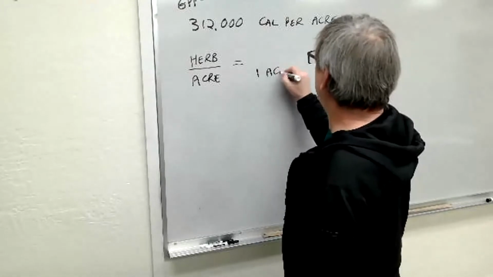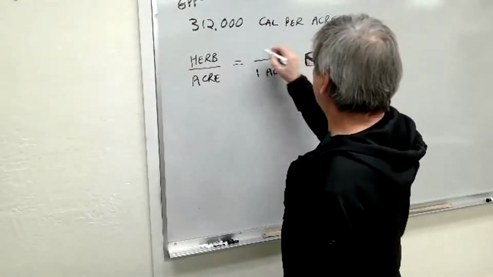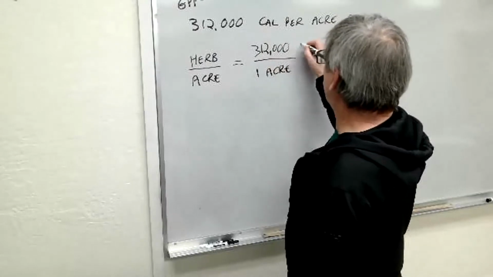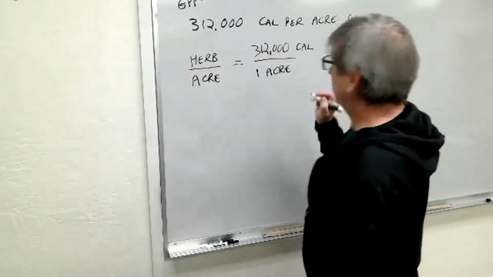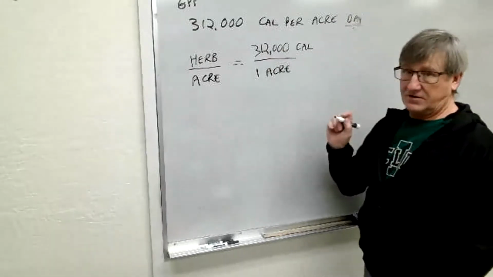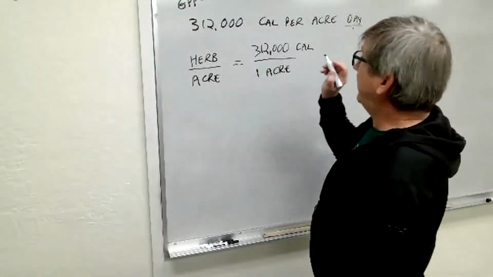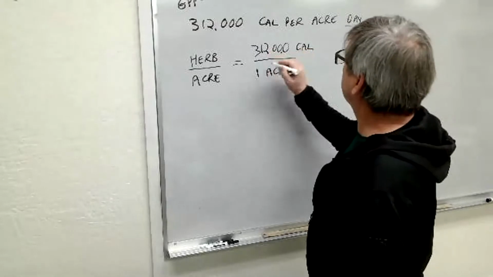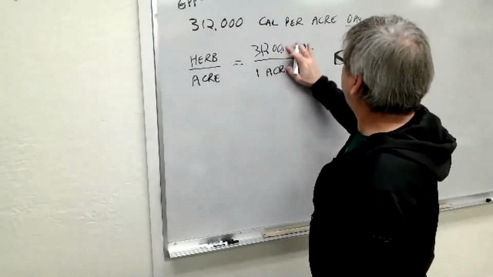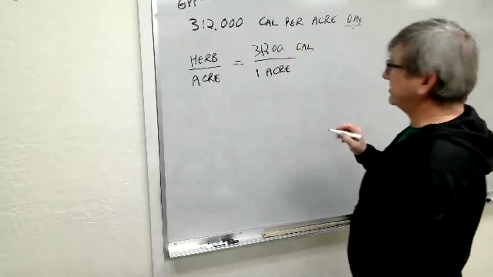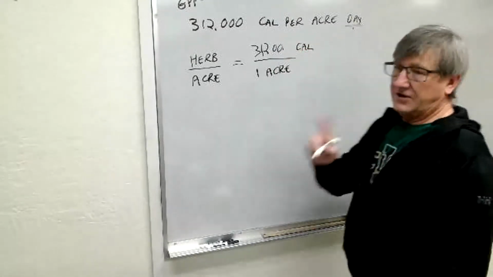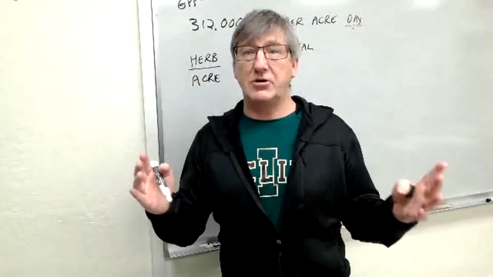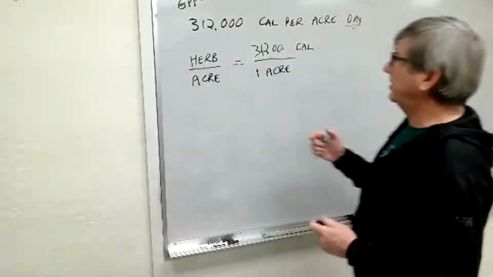I have 1 acre gets 312,000 calories. But I want herbivores, so I have to move the decimal over one place. 31,200 calories for 1 acre. I actually left out part of the problem. We have to know how much energy an herbivore needs to survive, right?